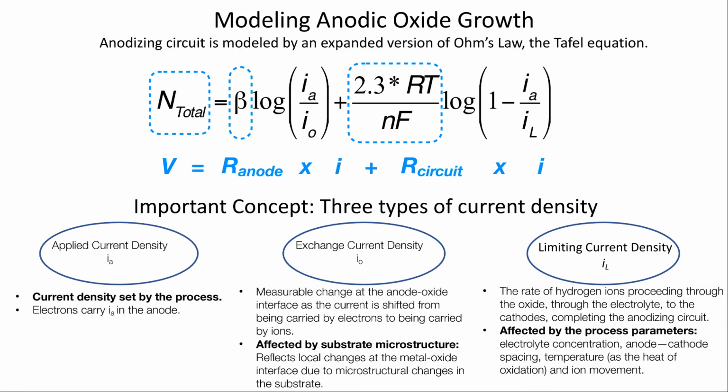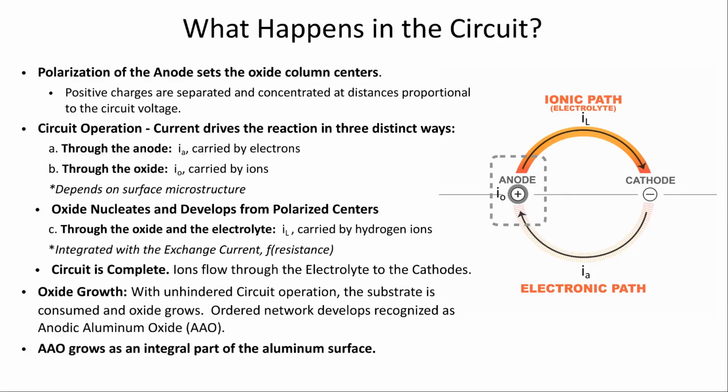Lastly, that limiting current density is a little bit elusive because what it represents is the flow of hydrogen to the cathodes. But those hydrogen ions have to transport themselves, driven by the applied current density, of course, through the oxide and then through the electrolyte. Think of all the things that can interfere with that and how that resistance can cause a change in the circuit.